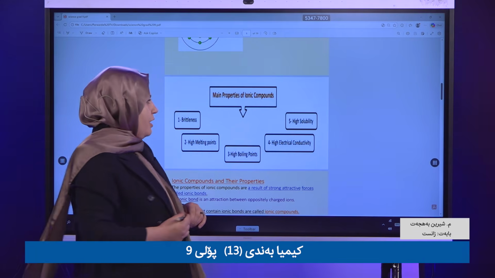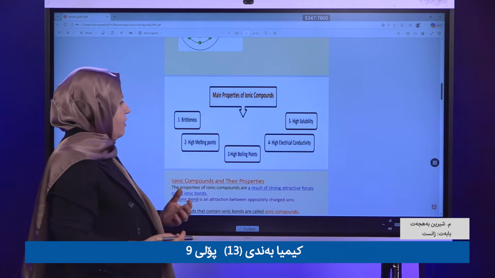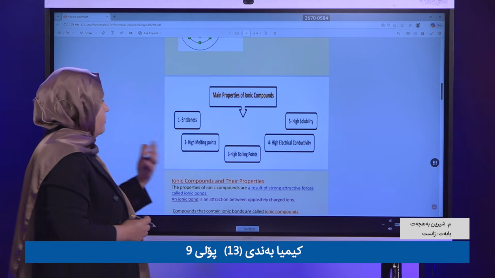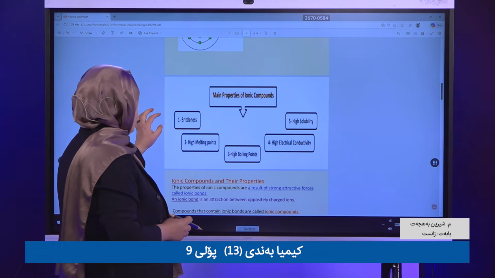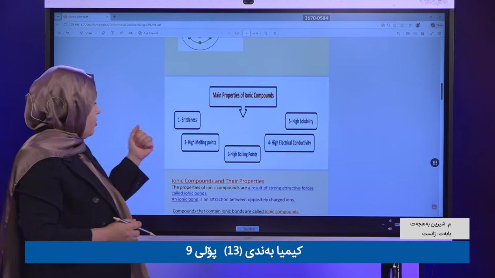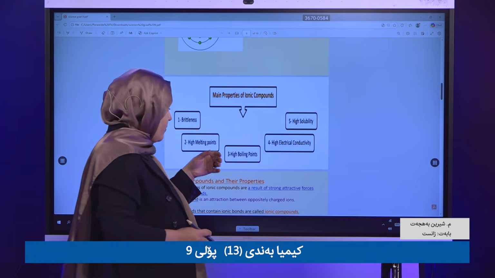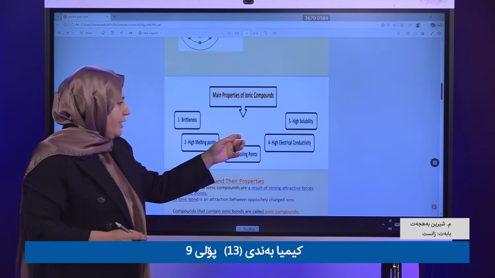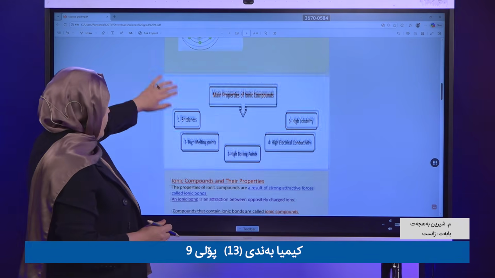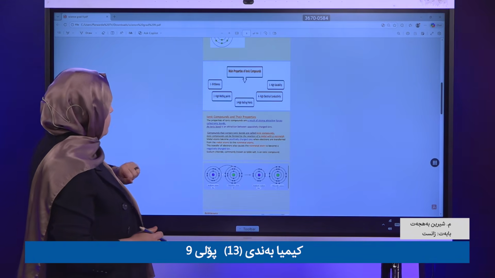Main properties of ionic compounds. Let's learn about ionic compounds. They have many properties that make them different from covalent compounds. The first one is brittleness. The second is high melting point and high boiling point, then high electric conductivity and high solubility. Let's see how. I'm going to explain in detail.